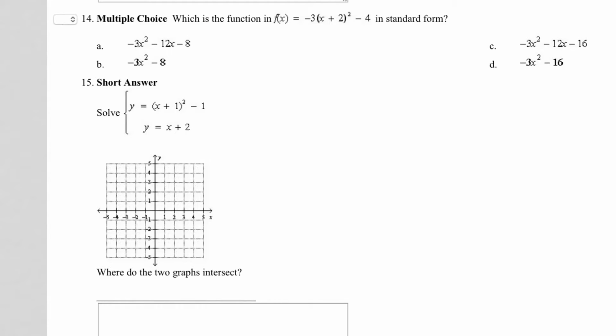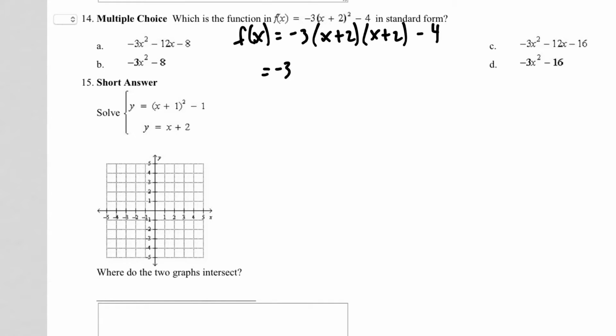Okay, number 14, another multiple choice question. Which of these is the function f of x equals -3 times the quantity x plus 2 squared minus 4 in standard form? This is actually not a complicated problem. Just go ahead and FOIL it, expand it out, and put it in standard form. Okay, so let's go ahead and do it. It's going to be f of x equals -3 times x plus 2 squared means x plus 2 times x plus 2, and then minus 4. So what I'm going to do here first is FOIL.